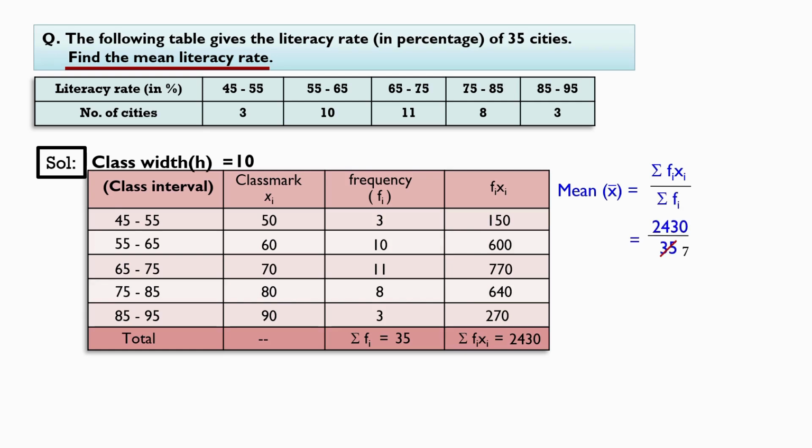So now do the division. So we will get 69.43. So as the final answer, since this is the literacy rate, it is given in percentage. So we will write that mean equal to 69.43%.